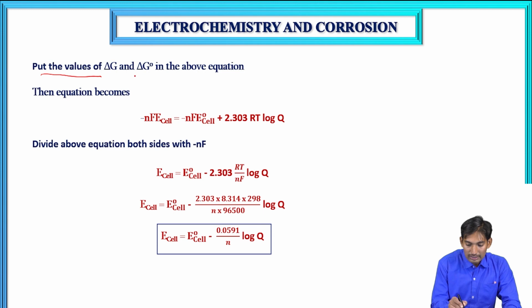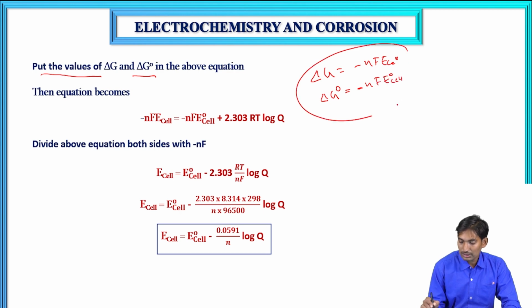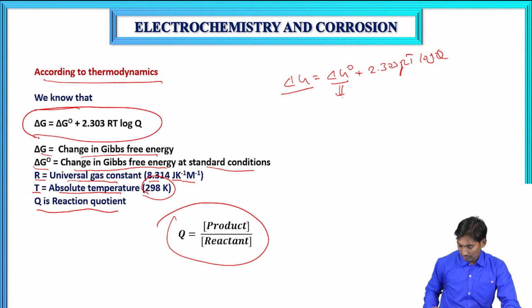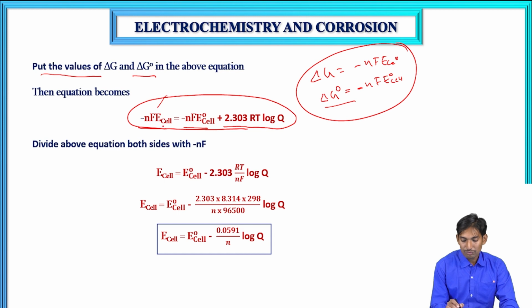Put the values of delta G and delta G naught. We already know delta G equals minus nFE cell and delta G naught equals minus nFE naught cell. Putting these values in the above equation, the equation becomes minus nFE cell equals minus nFE naught cell plus 2.303 RT log Q.